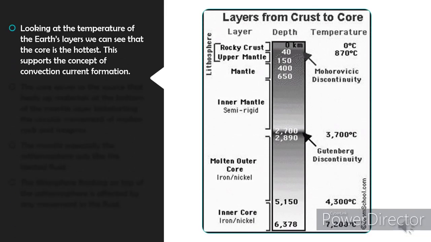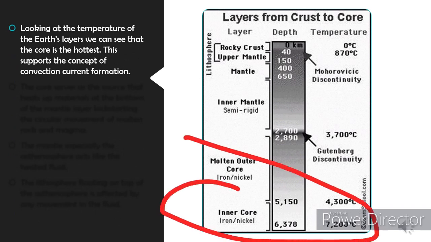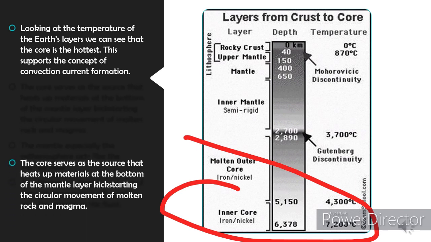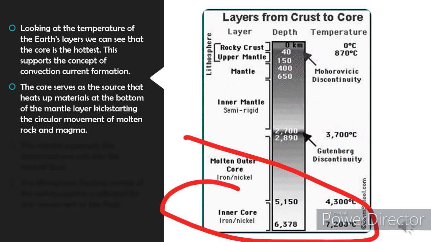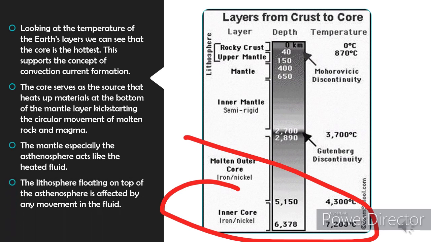Looking at the temperature of the Earth's layers, we can see the core is the hottest. This supports the concept of convection current formation. The core serves as the source that heats up material at the bottom of the mantle layer, kick-starting the circular motion of molten rock and magma. The mantle, especially the asthenosphere, acts like the heated fluid.